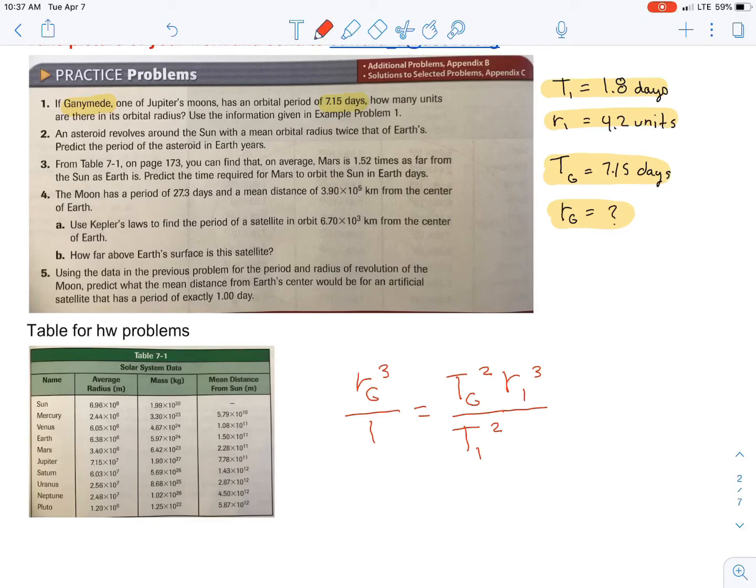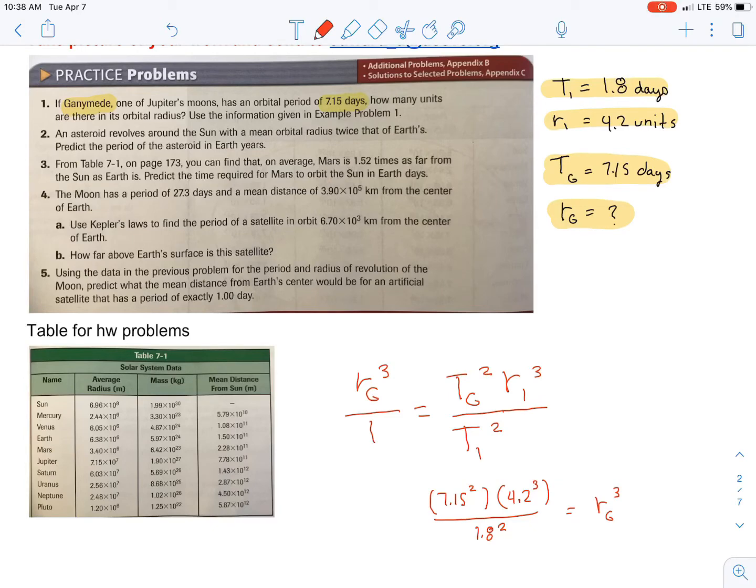All right, so let's sub in some numbers. So TG squared, 7.15 squared, times RI cubed, 4.2 cubed, divided by TI squared, 1.8 squared. All right, now that's going to be equal to RG cubed. So we have to be careful, we're not done once we find this answer. We have to take the cube root of this.